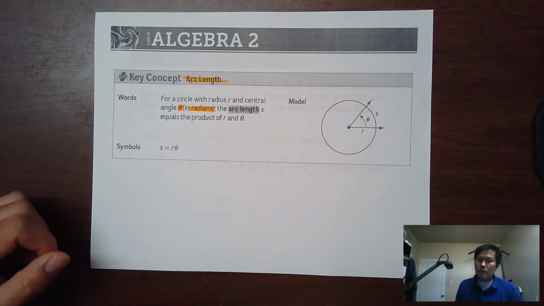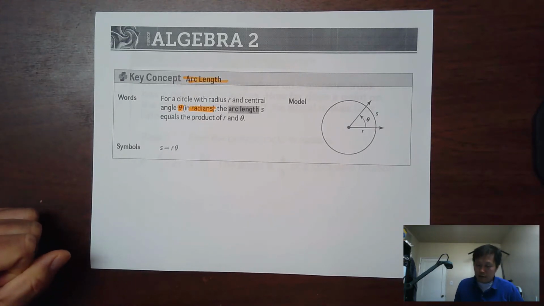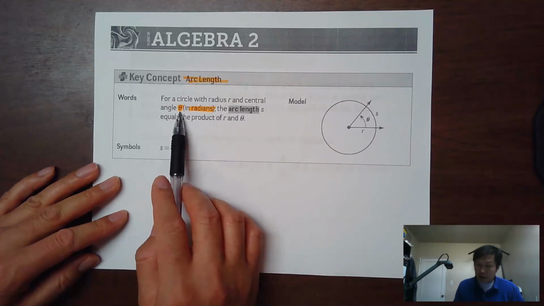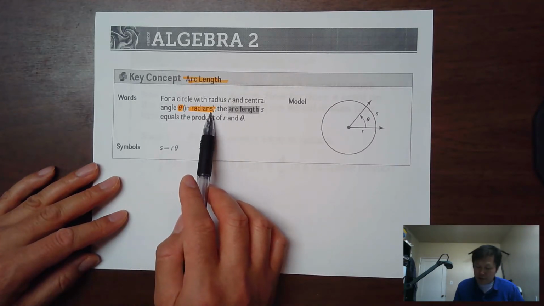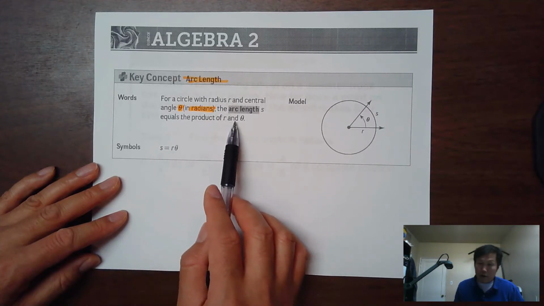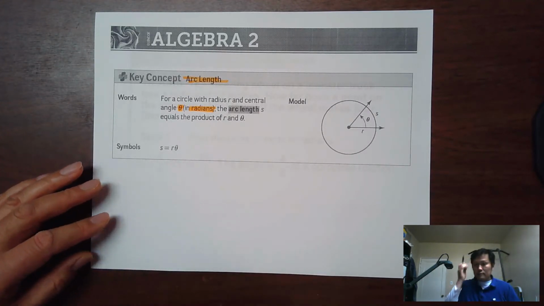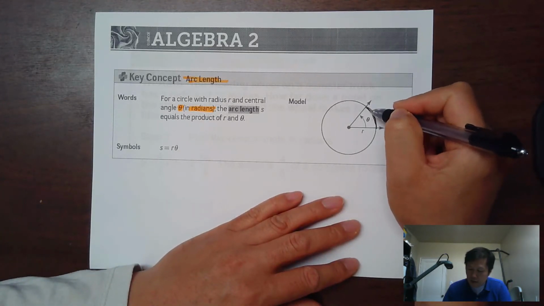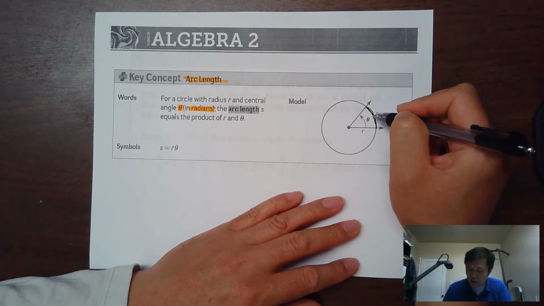Next topic will be finding the arc length of a circle. For a circle with a radius r and the central angle theta in radians, the arc length s equals the product of r and theta. So arc length means this length here. That length is what we labeled as arc length s.